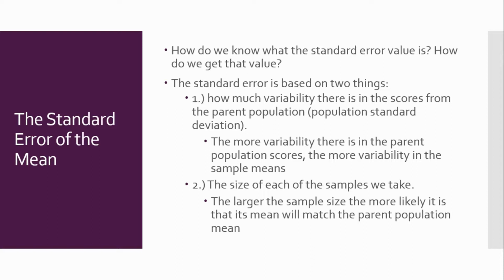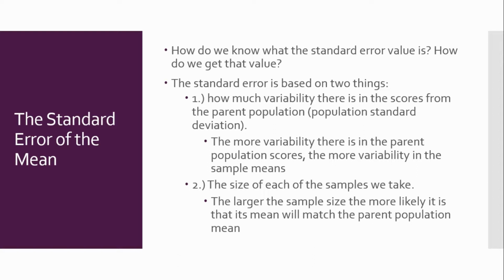Well, it's based on two things. One is the variability of the parent population from which those sample means were drawn. So the more variability there is in the parent population, the more variability we'll get in our sample means. But it's also based on the sample size of those individual samples that we take.